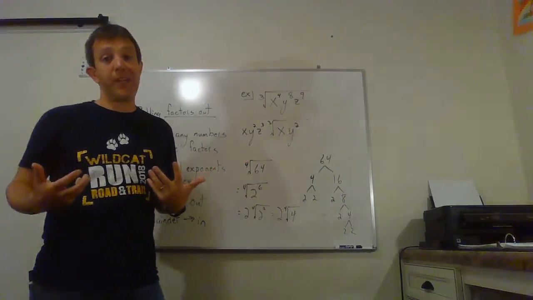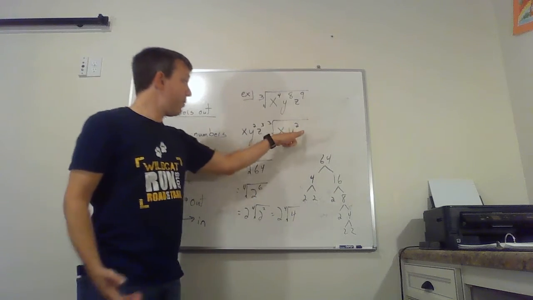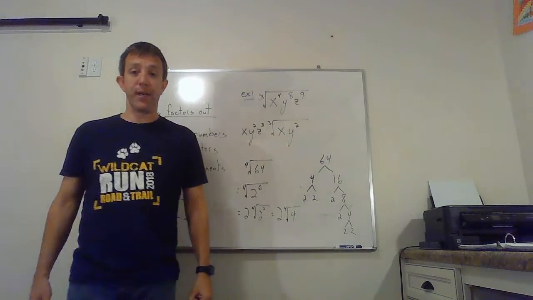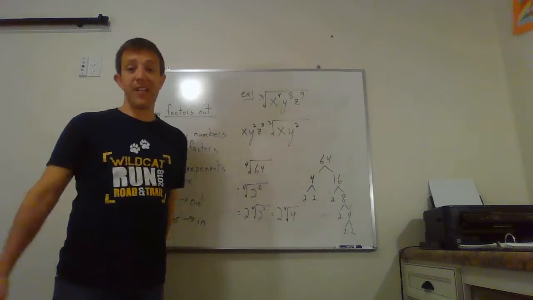But notice that this time, I don't have any remainder, right? The remainder is 0. So notice I didn't put any z's on the inside. All those z's came out. And there we go. That's done.